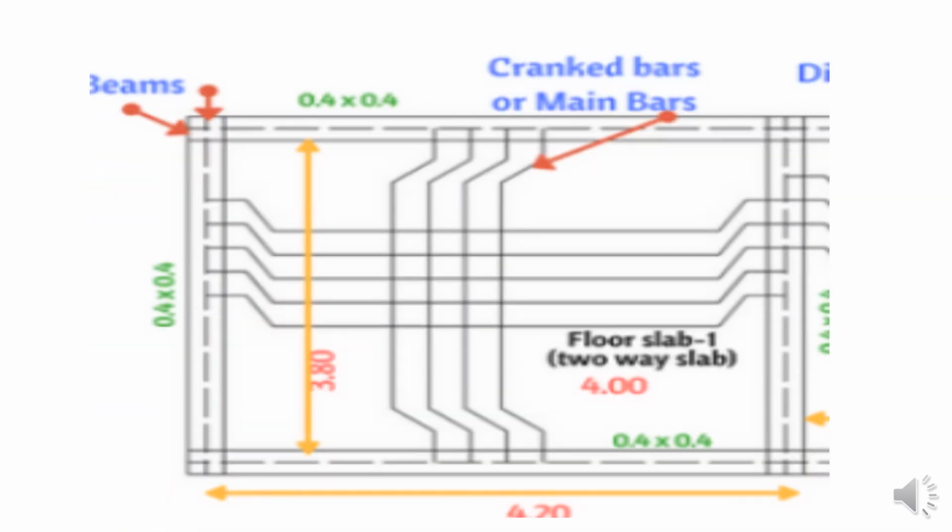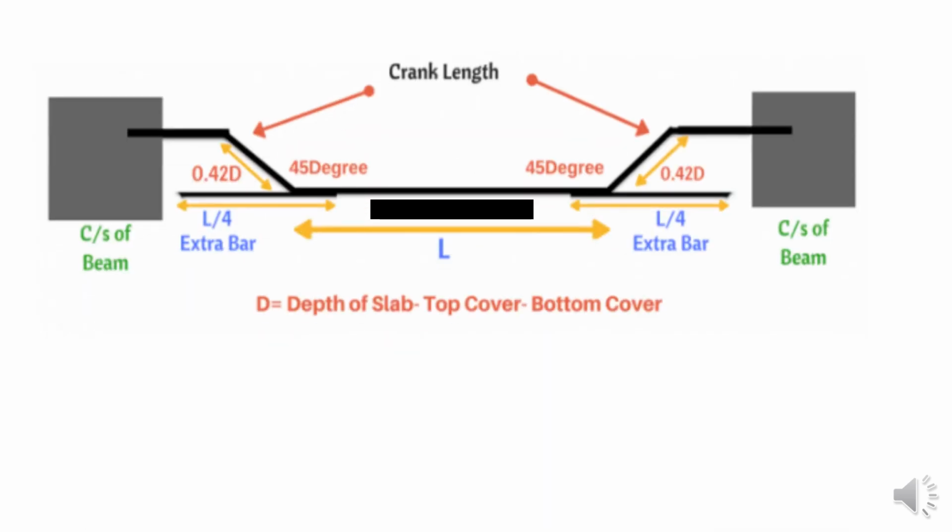These are the beams, which I call 0.4 by 0.4. This is the image of the two-way slab. In a two-way slab, both ways there are crank bars. This is the crank bars. Here again the crank bars. This is 3.8. As the slab is 4 meters, it is 3.8 because 200 is the beam width and 200 is the beam width. These are the beams, which are 0.4 by 0.4.